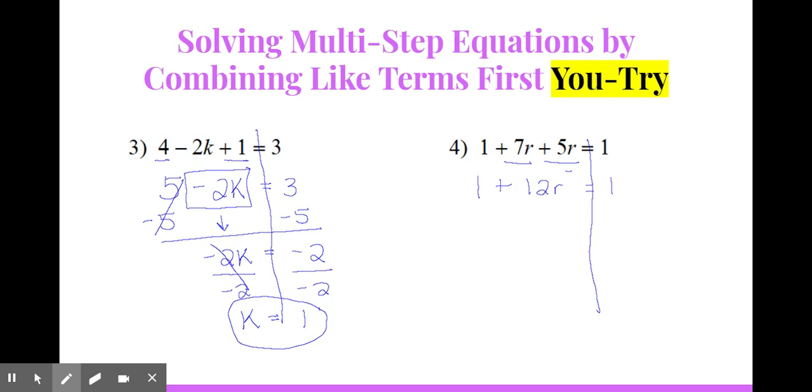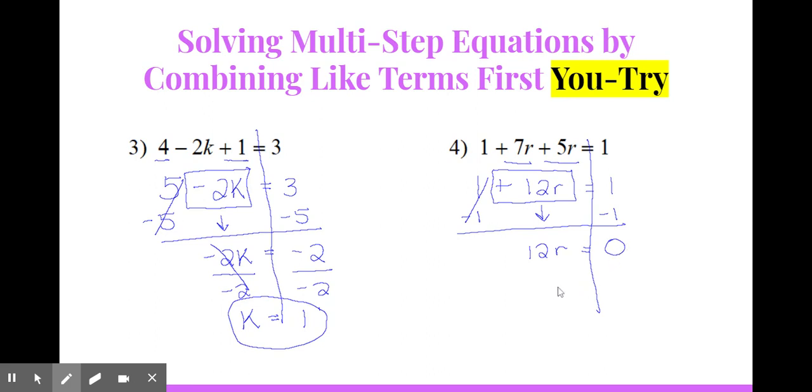Okay, box off the variable. Outside the box, I have a positive 1. What should I do? Subtract 1 from both sides. These ones will cancel. I drop down the 12r equals, what's 1 minus 1? 0. 0 is a number. Don't be afraid if you get 0 as part of your problem.